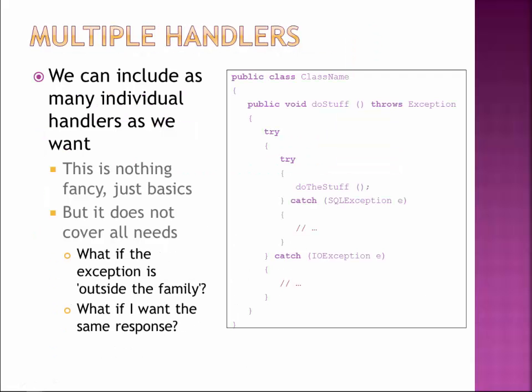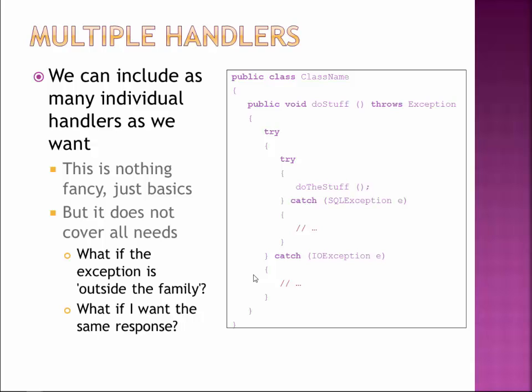So the way we can solve that sometimes is through multiple handlers. This is the rudimentary way of handling it. So in this code, you can see I have a method and I have a try catch with another try catch inside of it. So I'm doing some stuff, and if a SQL exception happens, I do that. And if it's not a SQL exception, the I/O happens outside of that. Because the rule of this is, there's nothing really fancy here. We're just using the basic stuff.